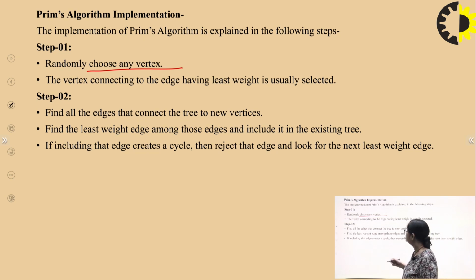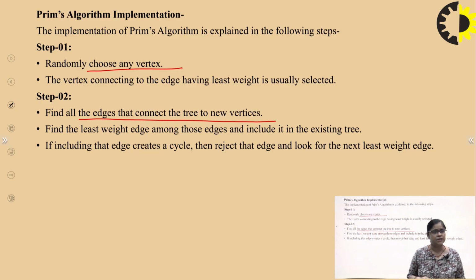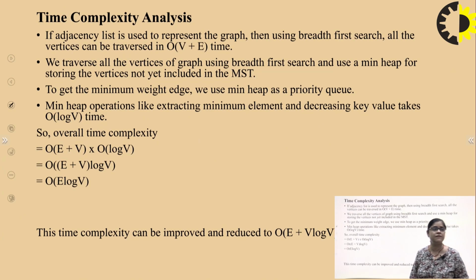Now, step 2: find all the edges that connect the tree to the new vertices. I am connecting the two new vertices. Now again, find the least edge among those edges and include it in the existing tree. If the edge creates a cycle, then reject it and go for the next least weight. So simply we have to keep in mind that no cycle should be created, there should be no loop, and there should be the minimum weight between the edges.